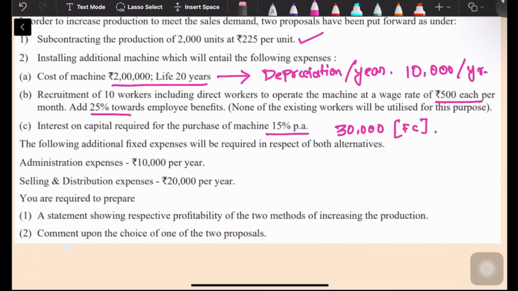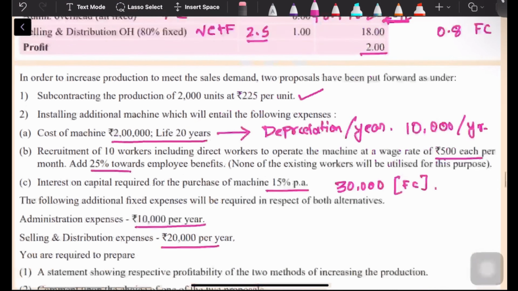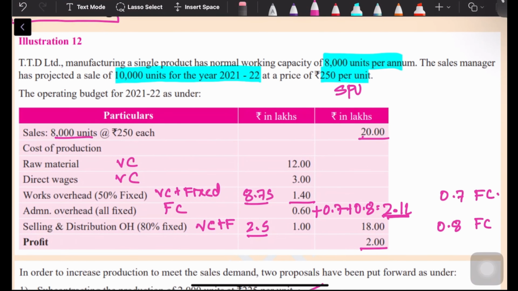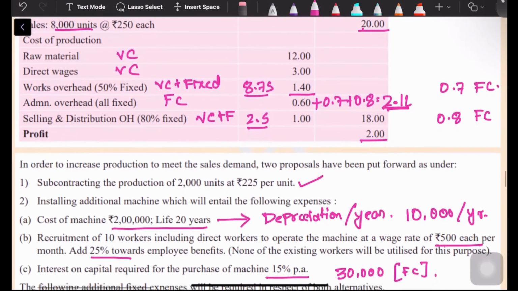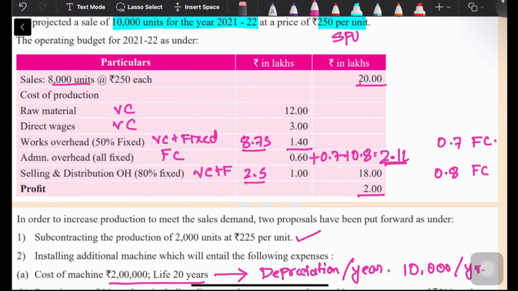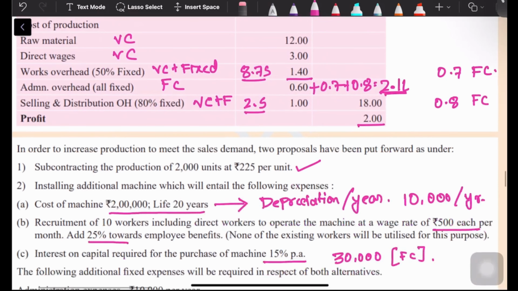The following additional fixed expenses will be required in respect of both alternatives. Administration expenses 10,000 per year. Then selling and distribution expenses 20,000 per year. Okay, you are required to prepare a statement showing respective profitability of the two methods of increasing the production. Comment upon the choice of one of the two proposals. So this is your question. It's an easy question. You just have to prepare two tables. One with the subcontract option and one with installing the additional machine.